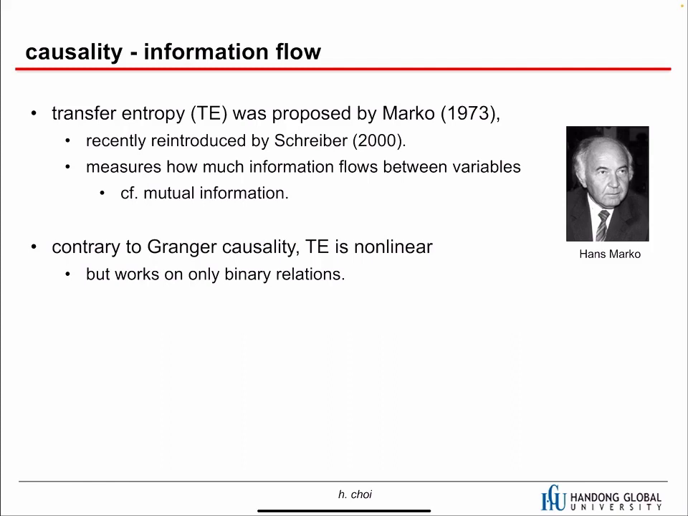That can be defined by transfer entropy, which was proposed by Hans Markov, and recently transfer entropy was reintroduced by Schreiber in 2000, and it measures how much information flows between variables. And as I said, this one is different from mutual information. And contrary to Granger causality, which is linear, transfer entropy is nonlinear, but only works on binary relations.